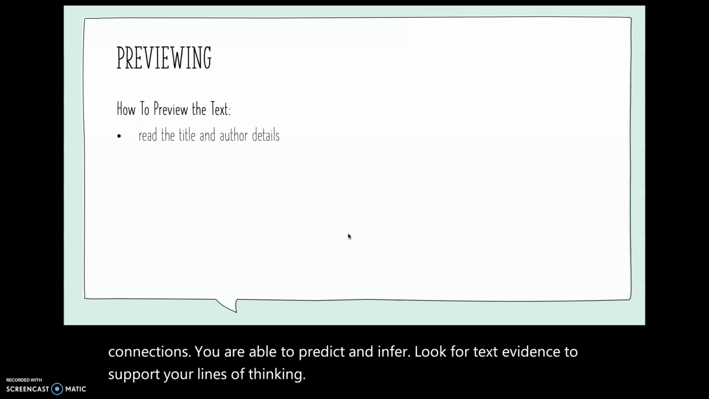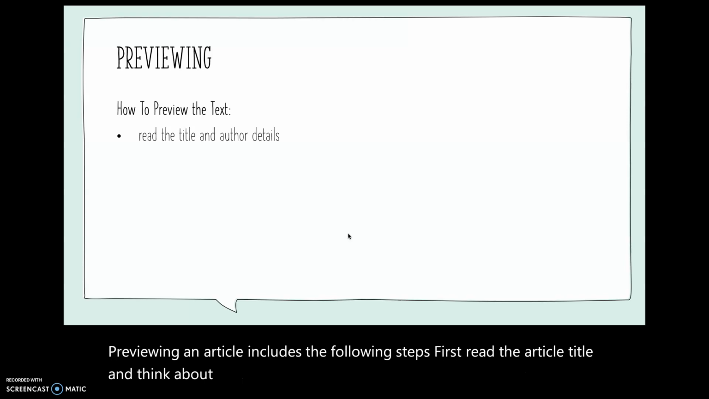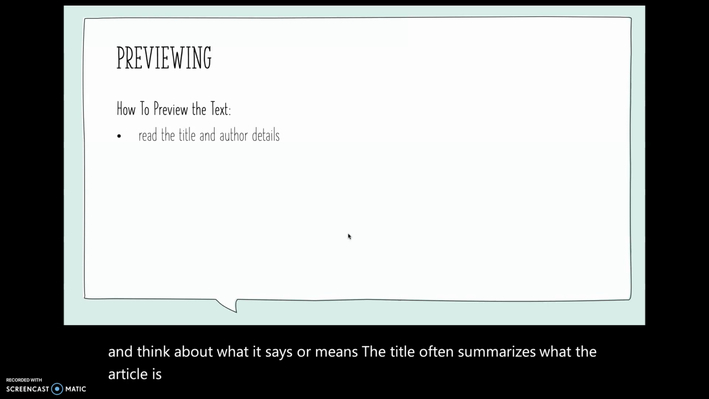Previewing an article includes the following steps. First, read the article title and think about what it says or means. The title often summarizes what the article is about. Also read about the author if any information is available.